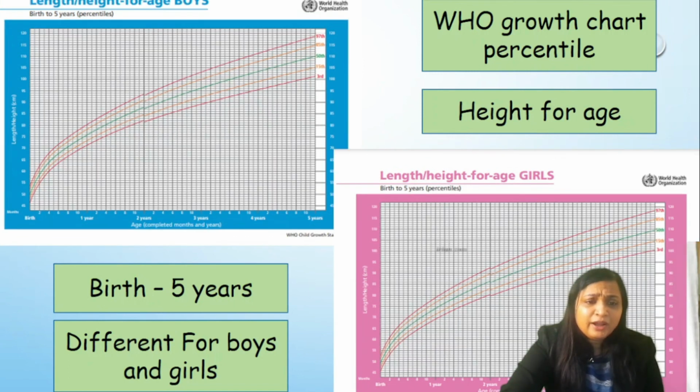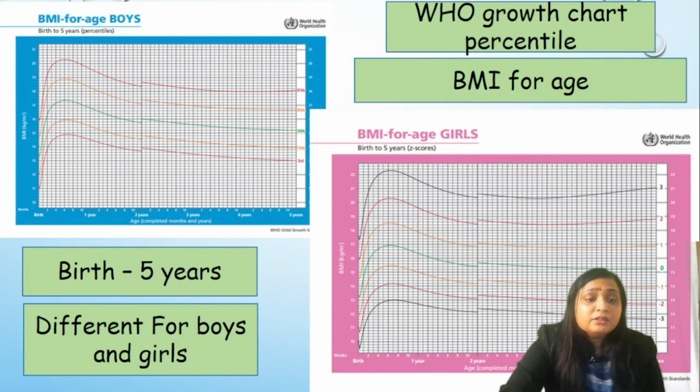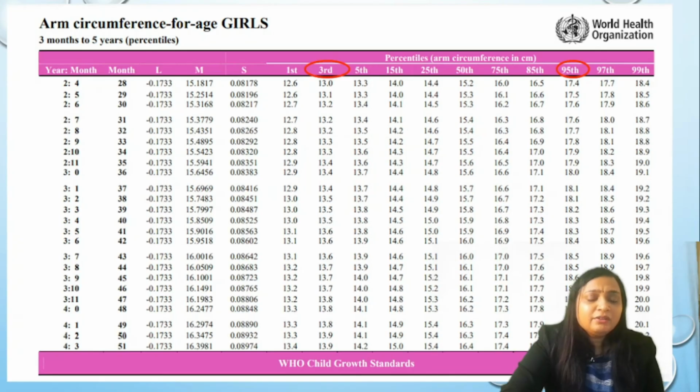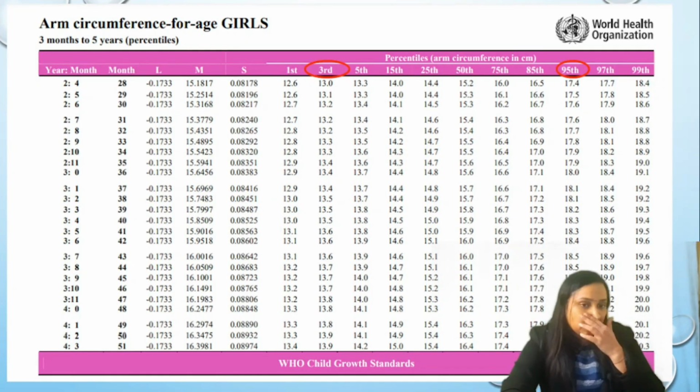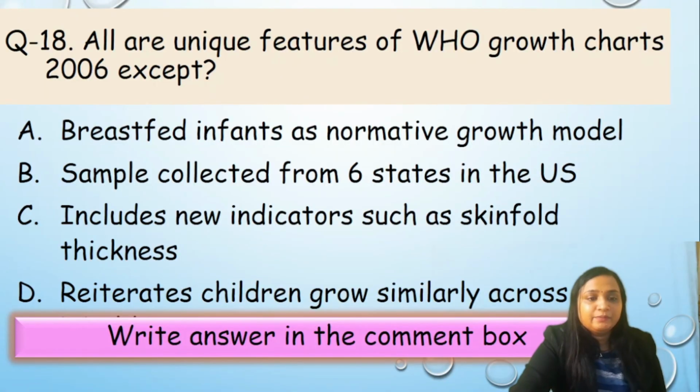These are length for height charts, again different for boys and girls. These are head circumference charts for boys and girls, again different. This is the BMI chart for birth to 5 years. Again we can have charts between 5 to 19 years also. There are tables also available where you can put your value and see which centile it is following, whether the 3rd, 95th or 97th centile.